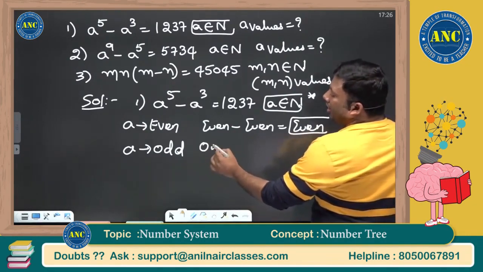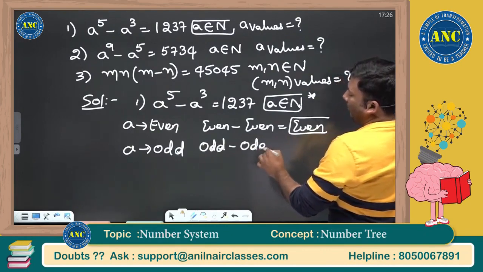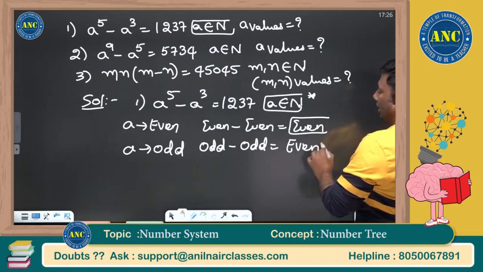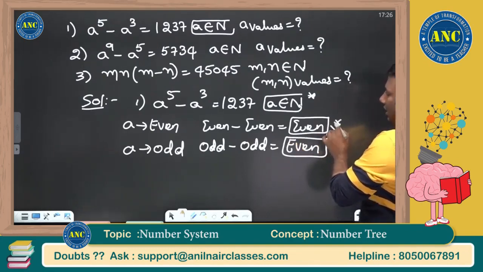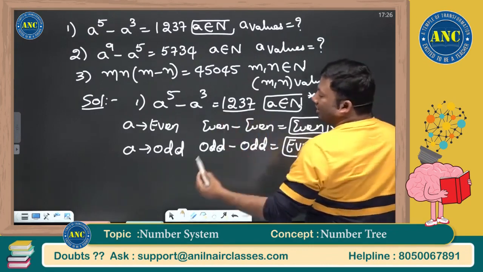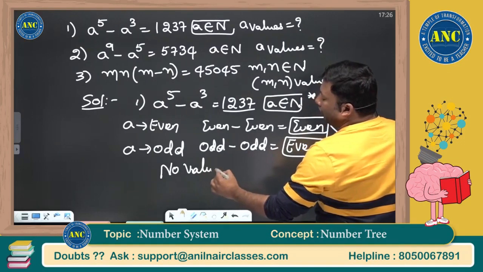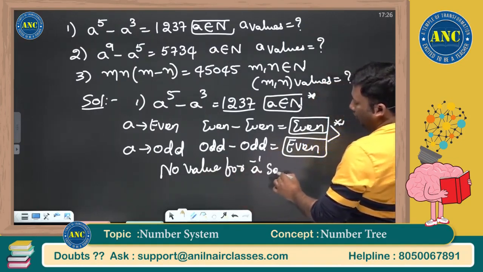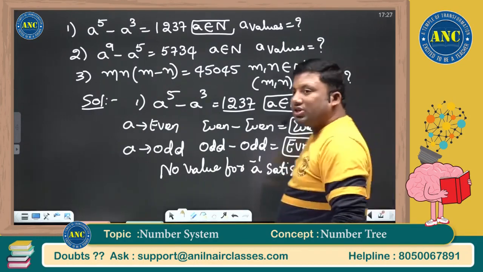Odd number power any number is an odd number. Odd minus odd is nothing but an even number. So on the right hand side we should get an even number, but 1237 is an odd number. So the answer is no value for A satisfies the equation. Easy question, question number 1.